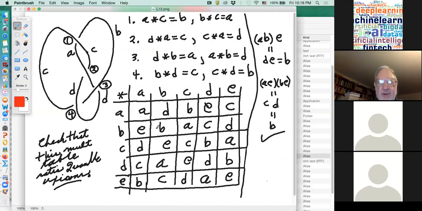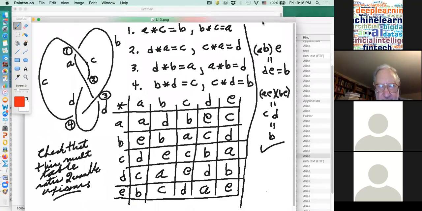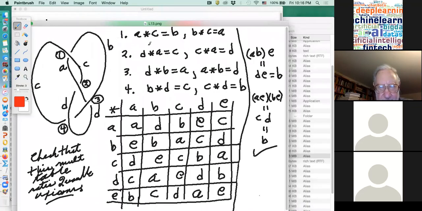There we go. Okay. So by Sudoku, we worked out the whole multiplication table, the 5-element quandle associated with the figure 8 knot. Remember how we did it? We said we have these relations. A times C is equal to B. I'll circle them. And we have B times C is equal to A. These are coming from the diagram.